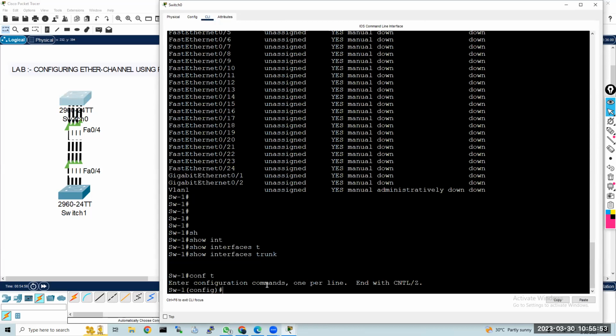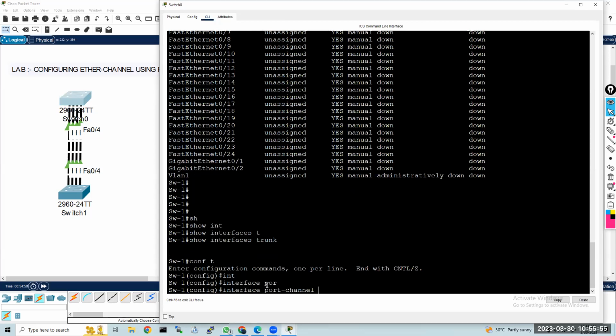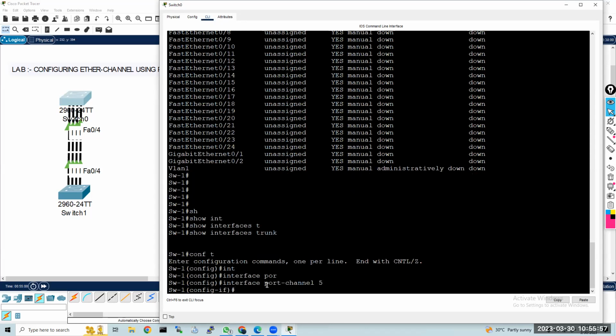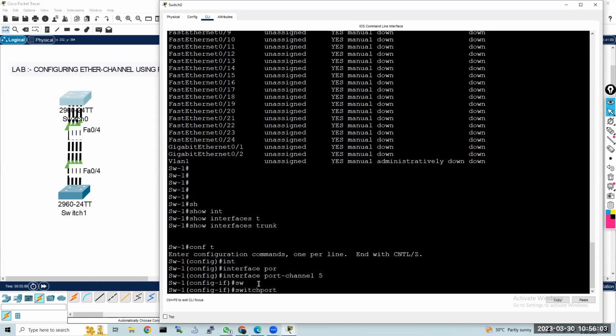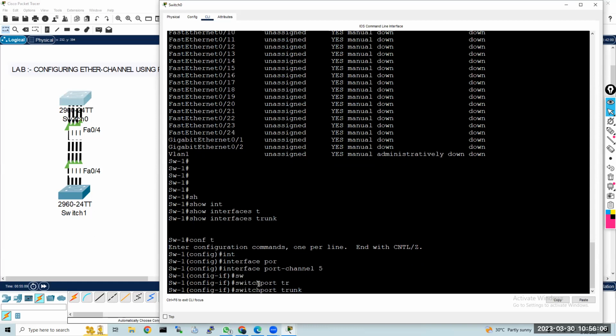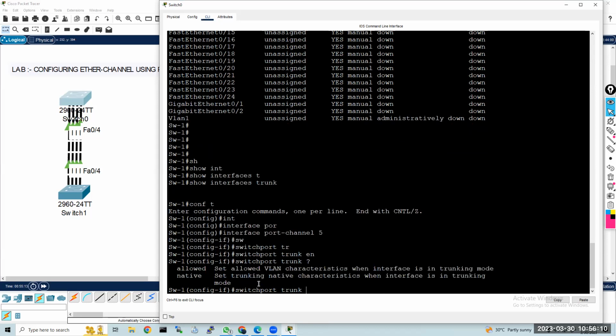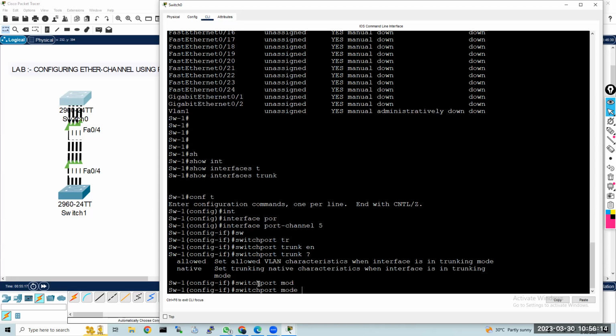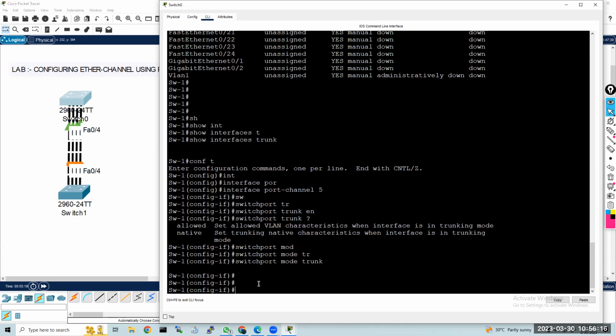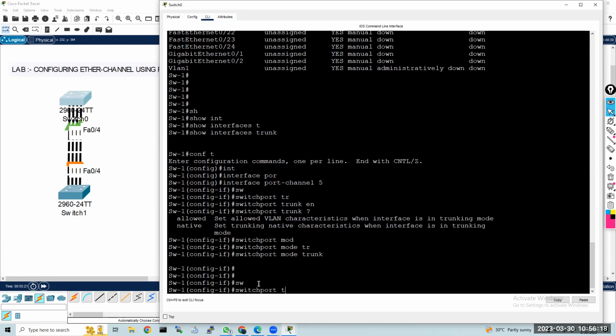Go to global configuration mode, interface port-channel 5. We have given 5, right? Yes, now we have entered the port channel. So how do we have to configure? Switchport trunk encapsulation is not working, it's not possible. So you can just keep switchport mode trunk. Okay, switchport trunk.